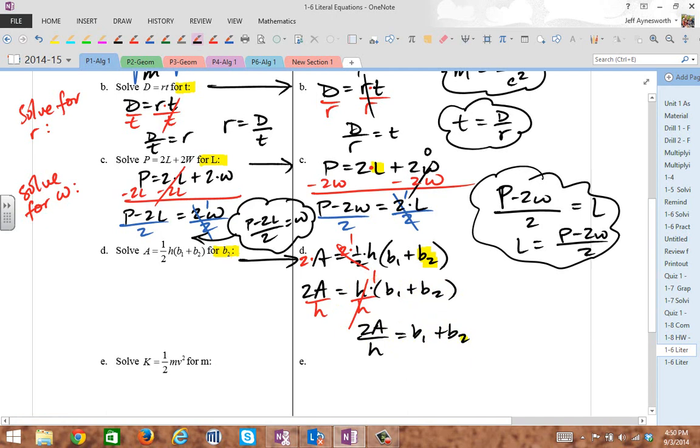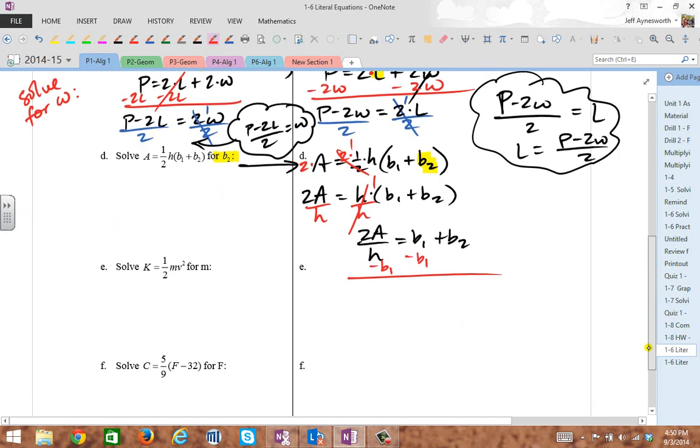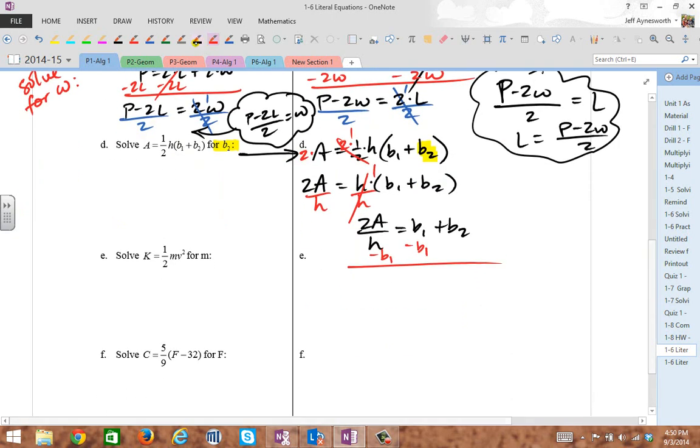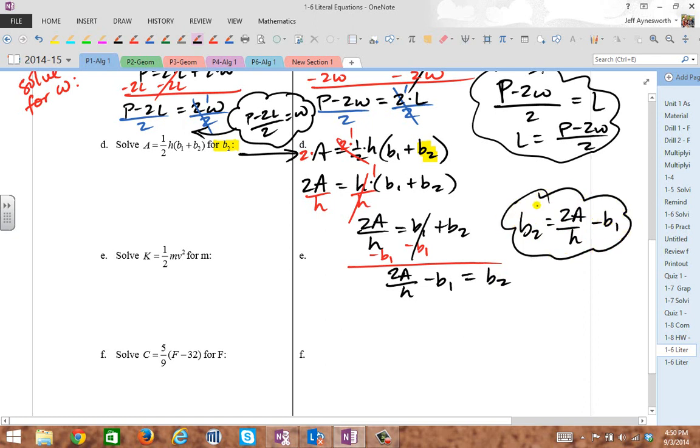And we're solving for B2, this variable here, so all you have to do is subtract B1 on both sides. Right here, right here. And what do you get? Well, let's see here. From left to right, you get 2A divided by H minus the B1. These cancel, equals B2, and you're done. Or if you want to switch sides, B2 is equal to 2A divided by H minus B1. All right, there you go.